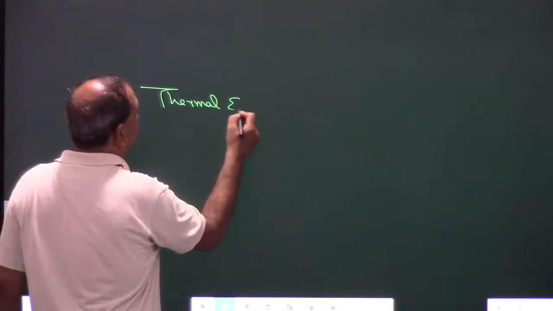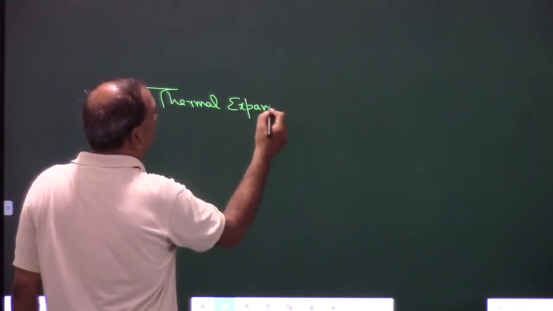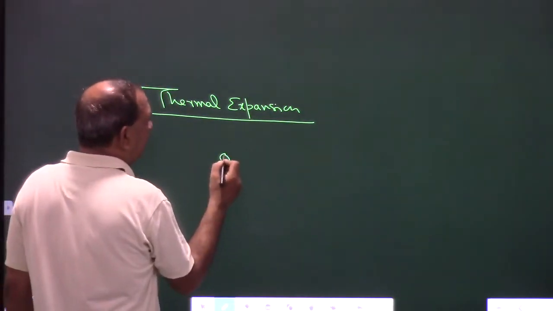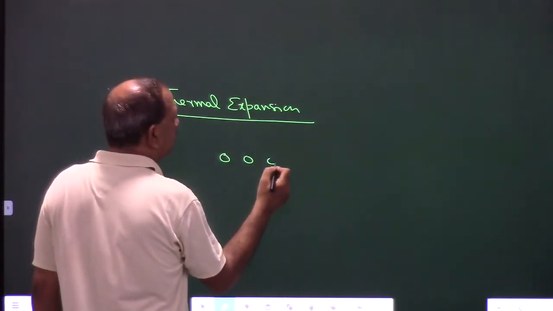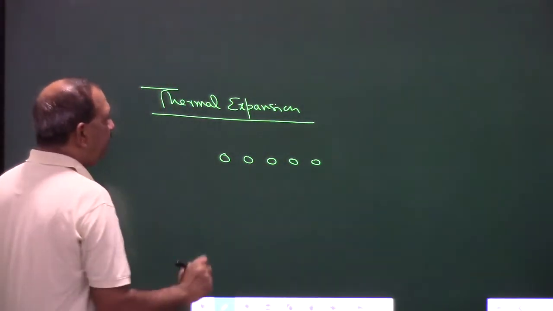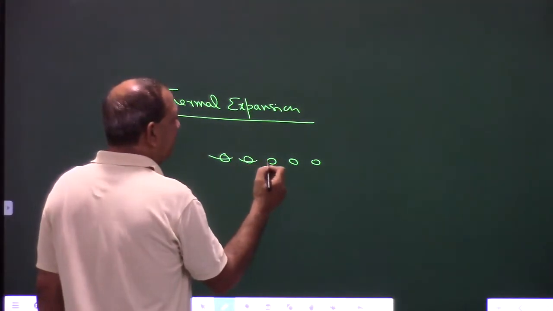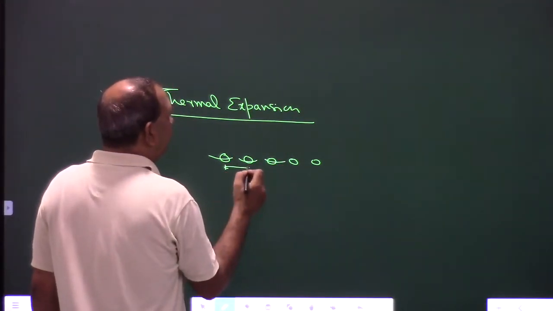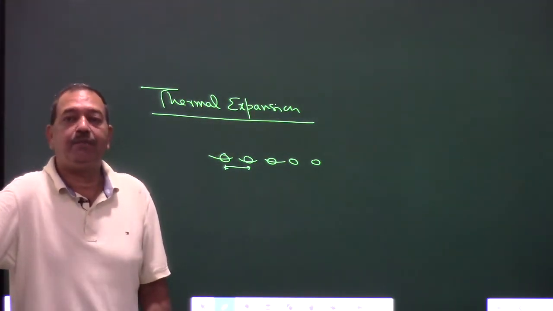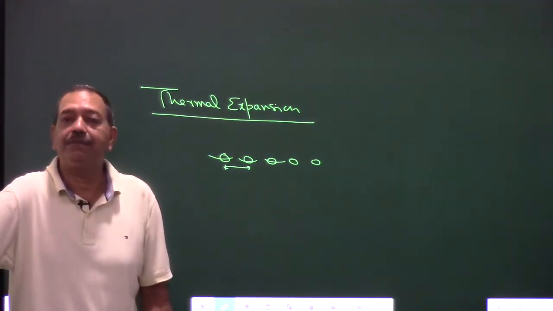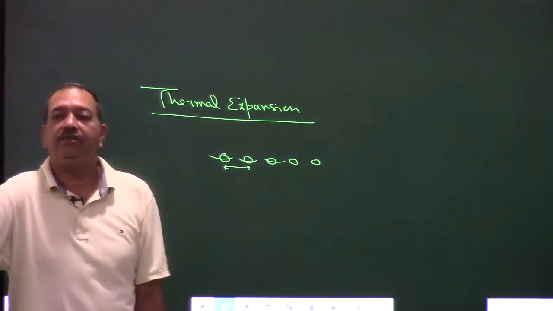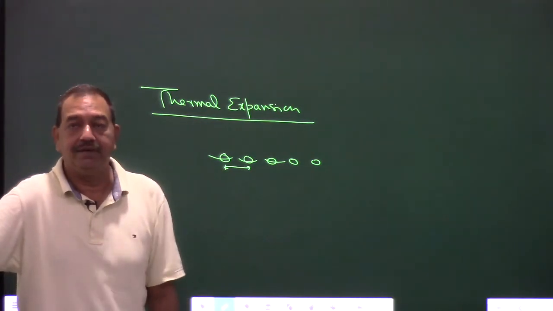Thermal expansion. The basic cause of thermal expansion is the vibration of molecules. With an increase of temperature, the vibration of molecules increases, and so the distance between molecules increases. And because of the increase of distance between the molecules, the overall substance expands. So take any two molecules, the distance between them will increase, right?